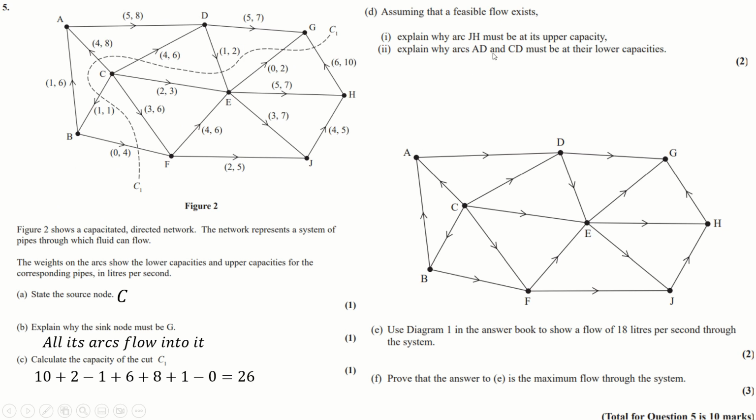Assuming a feasible flow exists, explain why JH must be at upper capacity. Find JH, it's here. Look at JH, it's got a maximum of 5, and the minimum going into it is 3 and 2. So at minimum, 5 is going in, which means at maximum must be going out.